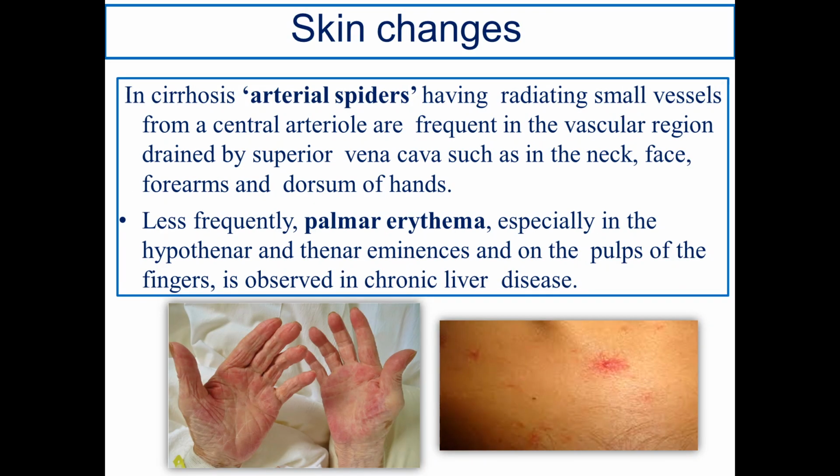Skin changes. In cirrhosis, arterial spiders, you see on the second picture, having radiating small vessels from the central arteriole, are frequent in the vascular region drained by the superior vena cava, such as in the neck, face, forearms, and dorsum of hands. Less frequently, palmar erythema may develop, especially in the hypothenar and thenar eminences, and on the pulps of the fingers, and is observed in chronic liver disease. You see a reddish color of hypothenar and thenar eminences.